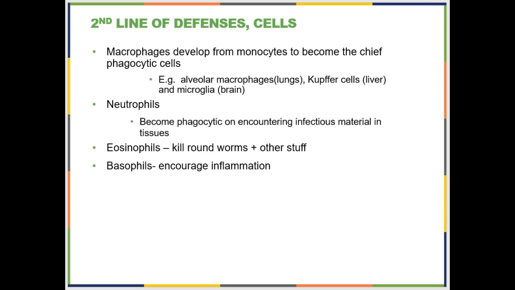Moving right along, so if your skin or mucous membranes are breached, your first line of defense, then you have your second line of defenses. And we're going to have cells and chemicals as your two different types of second line defenses. So the innate part of your immune system is the white blood cells that are not your lymphocytes, right? So your monocytes become macrophages. They eat bacteria that's not supposed to be there. Your neutrophils kill bacteria. Eosinophils, roundworms, and basophils are part of your inflammatory response.